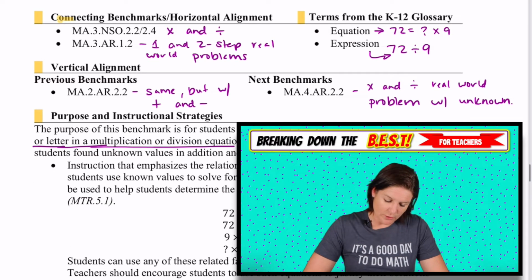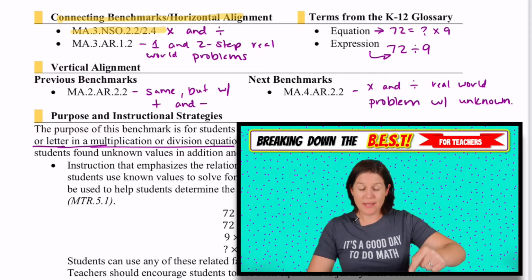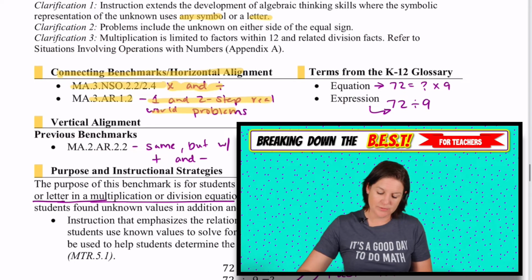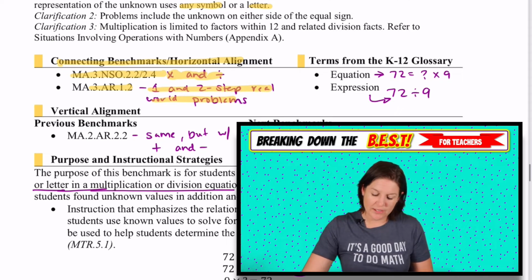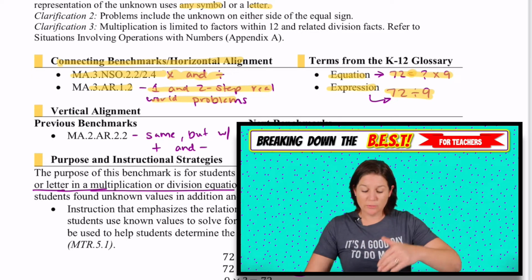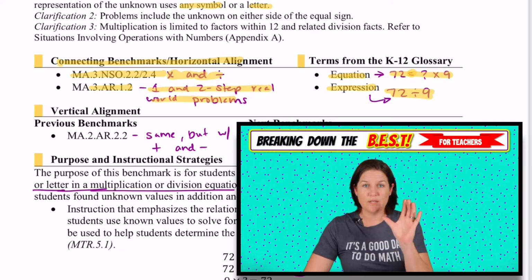Connecting benchmarks, horizontal alignment. We have MA.3.NSO.2.2 and 2.4, which of course is our multiplication and division standards. We also have 3.AR.1.2, which is 1-step and 2-step real-world problems. For terms, we need to know that equation, this would be an example of an equation. It has an equal sign and values on both sides. And the expression looks a little different. Look, 72 divided by 9. We're not referring to the equal sign here, just what we need to solve.